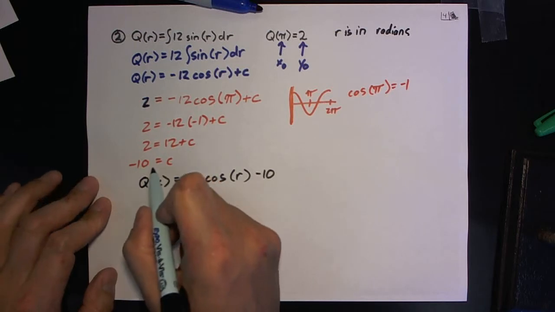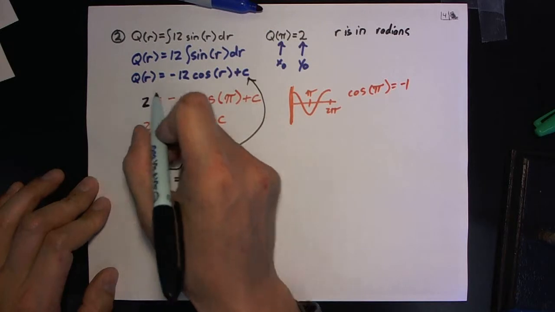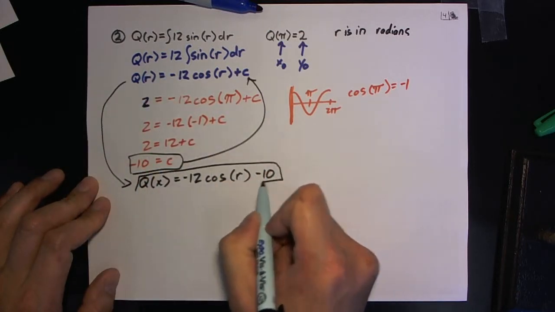q of x equals negative 12 cosine of x minus 10. So we took the c, substituted into here, and that gave us this as our final solution.